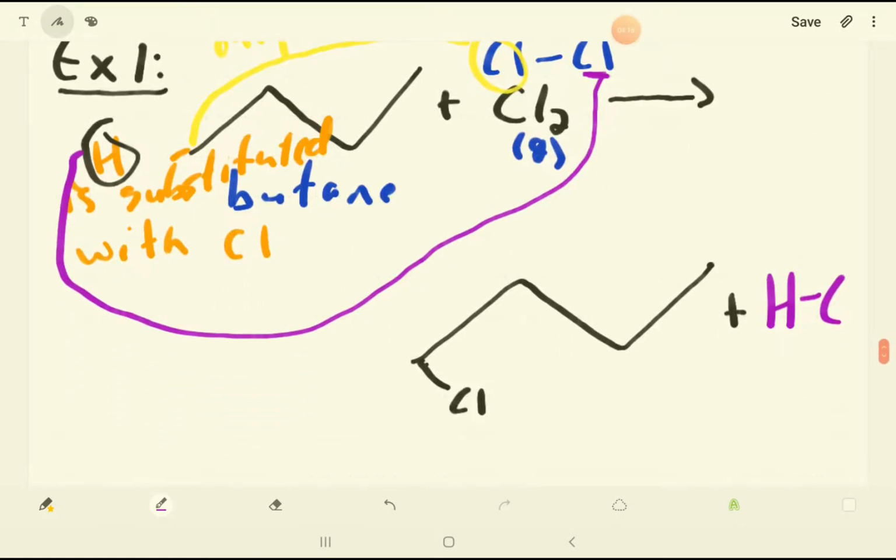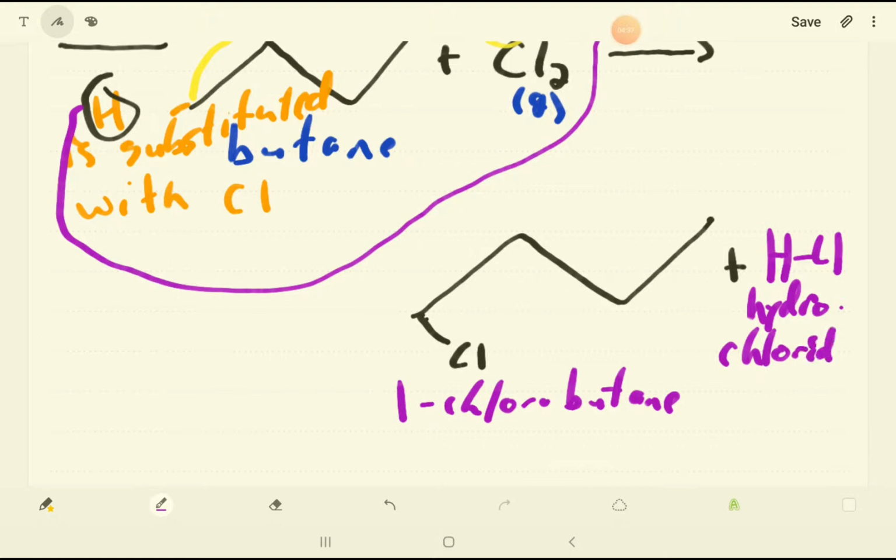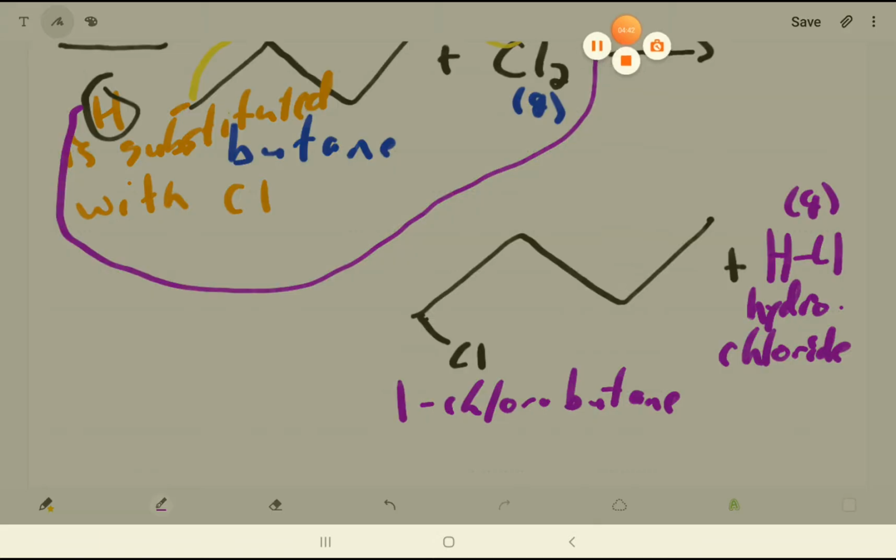Sorry, let me try and make that a little bit smaller so I can fit it in. Right, so here's our haloalkane. This is 1-chlorobutane. And then this is hydrogen chloride. Okay, and this would be a gas. Let's look at another example.